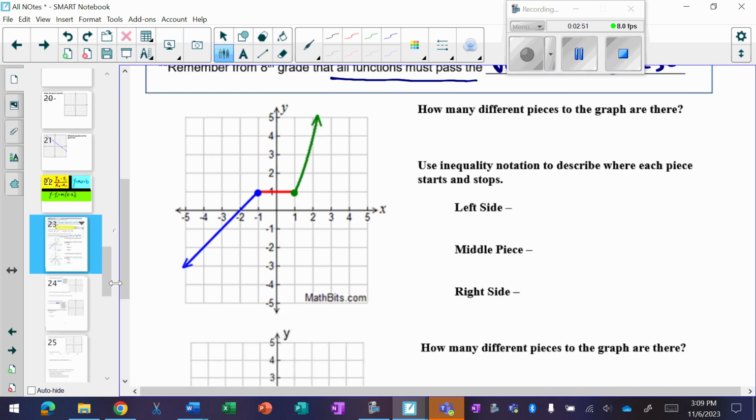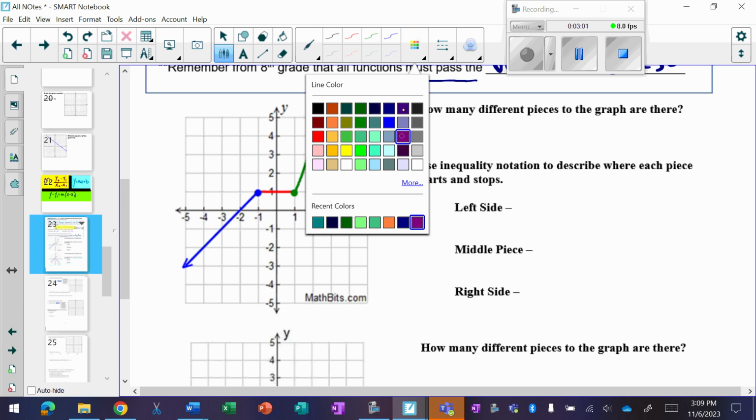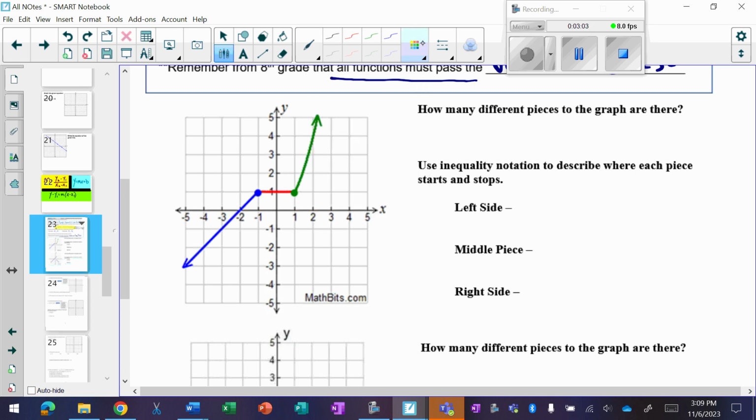It's not in different colors on your paper, but it is different colors on mine, so you can take a look and see the picture on the graph. Start out with the easy question: how many different parts or pieces do you see on the graph? There's a blue section on the left, the red flat section in the middle, and this green section on the right. So there are 3 pieces to the graph.